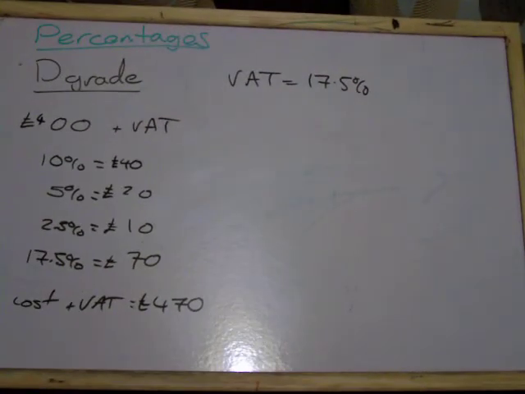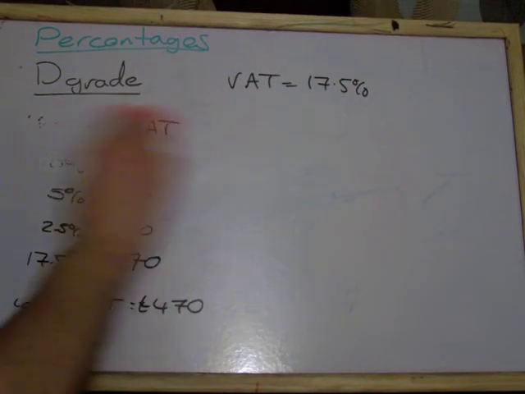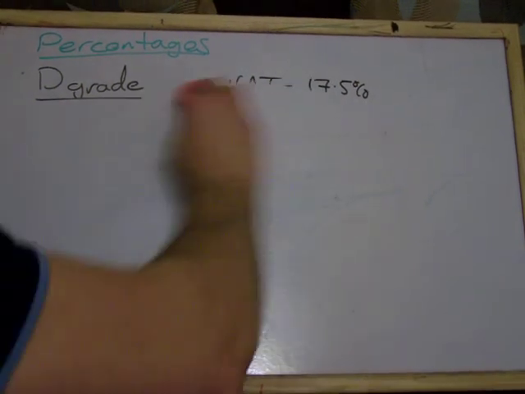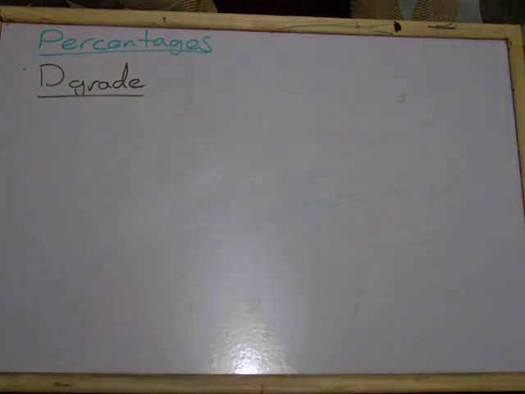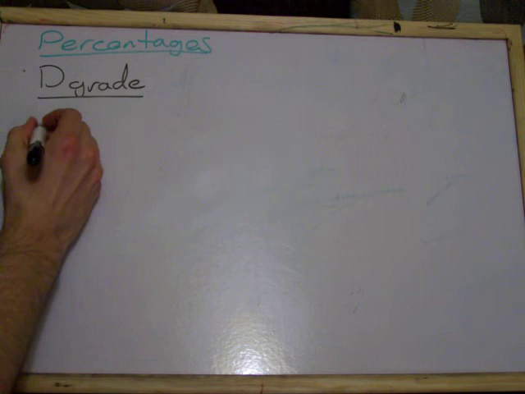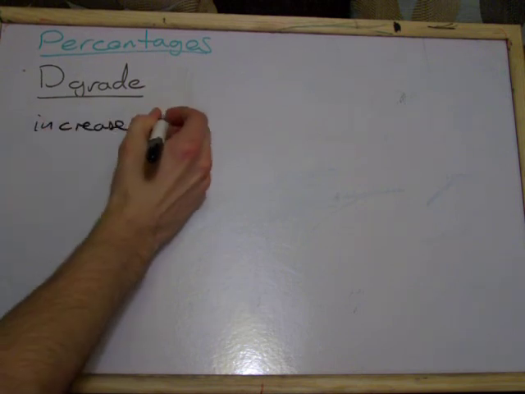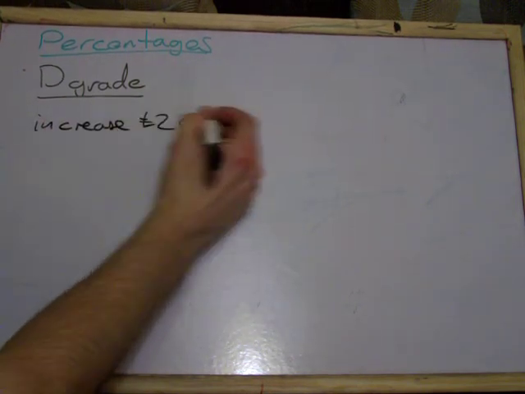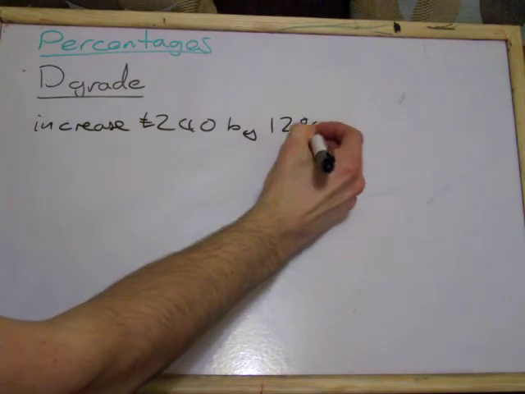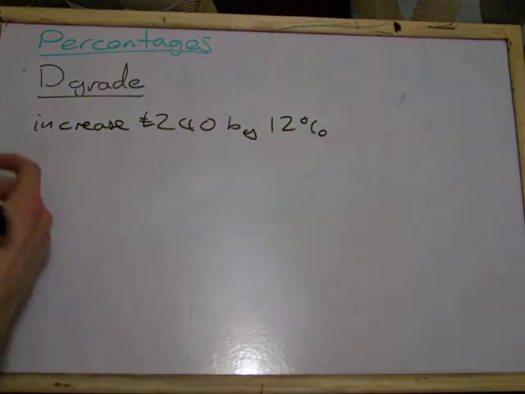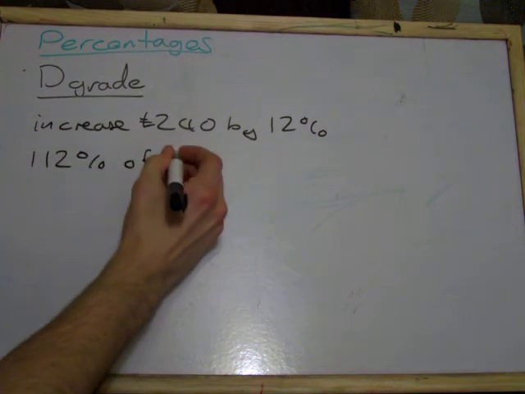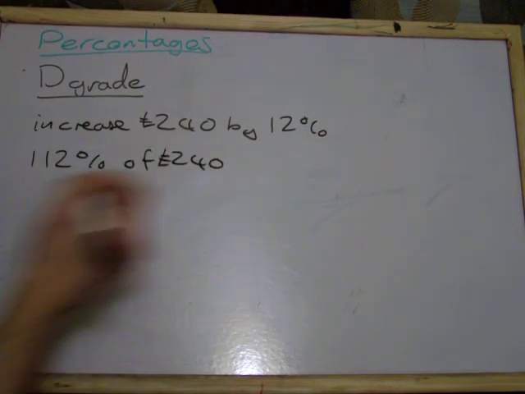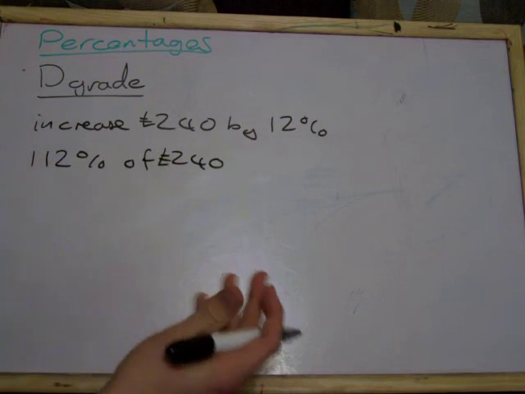Right then, example with a calculator. Still at D grade, so this is foundation and higher. Okay, with a calculator you want to increase something by, say, 12%. So you want to increase £240 by 12%. Okay, you use your multipliers. In this case you want 112% of £240.